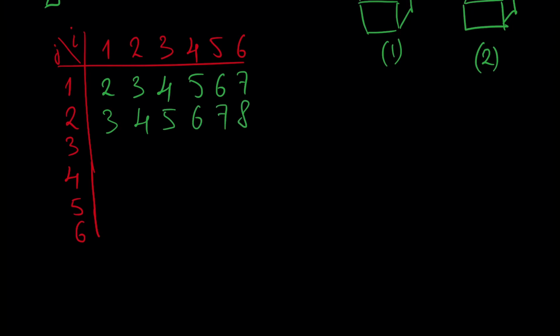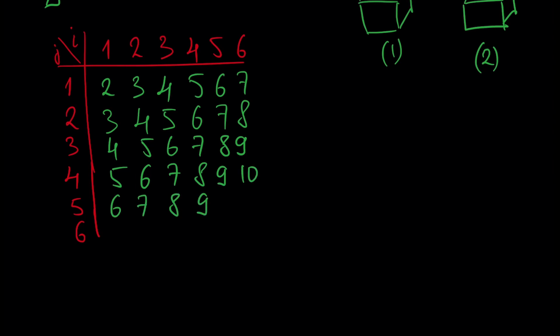And let's fill our table. It will be 1 plus 3, 4, 5, 6, 7, 8, 9, then 5, 6, 7, 8, 9, 10, then 6, 7, 8, 9, 10, 11, and 7, 8, 9, 10, 11, and 12. For example, this 12 is received as the sum of this 6 and this 6. So we have to calculate the expected value.